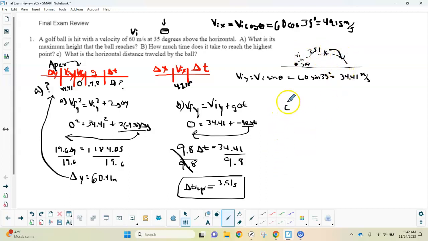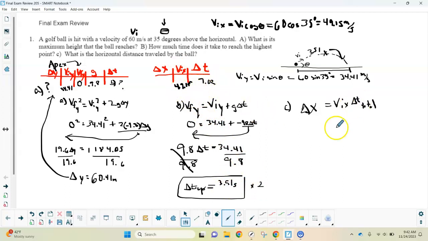So for part C, it actually wants to know what's the horizontal displacement, the entire horizontal displacement, which is delta x. And there's only one equation for the horizontal, so that's VIX times T. If we want the total displacement horizontally, we want the total time. So as we were talking about just a second ago, we're going to take this and double it to get the total time. So if I take 3.51 and double it, it becomes 7.02.